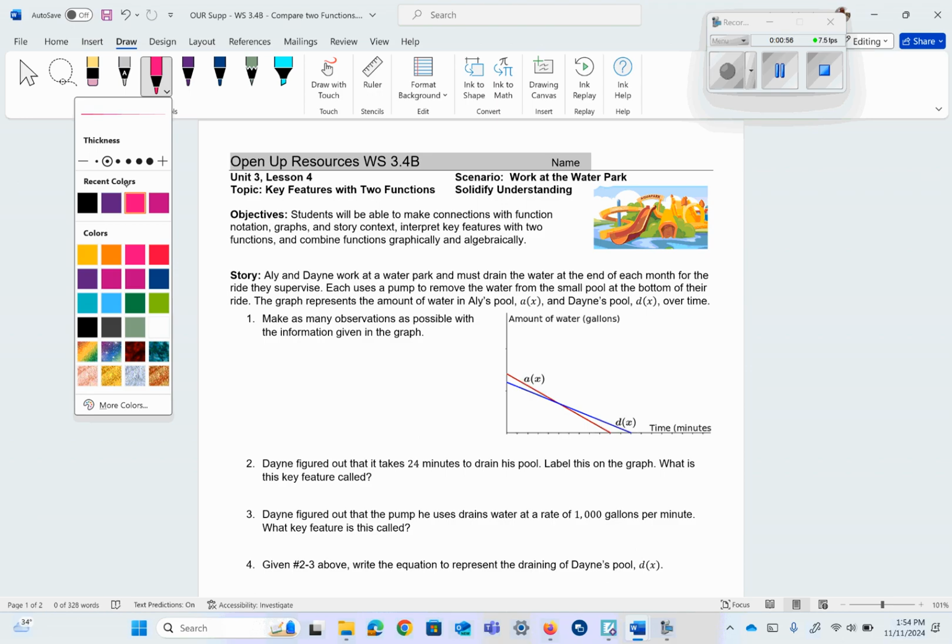They sure do have a lot of problems about water draining out of pools in this unit, huh? It says Allie and Dane work at a water park and must drain the water at the end of each month for the ride they supervise. Each uses a pump to remove the water from the small pool at the bottom of their ride. Graph each representation.